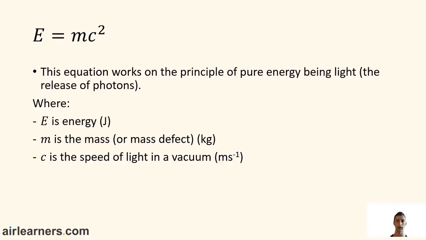So what we'll find in a moment is that the mass that we had, when multiplied by the speed of light squared, gives us the energy of the light emitted from that reaction. Again, energy is in joules, mass, or in this case, for the previous example, mass defect, is in kilograms. c is the speed of light in a vacuum.